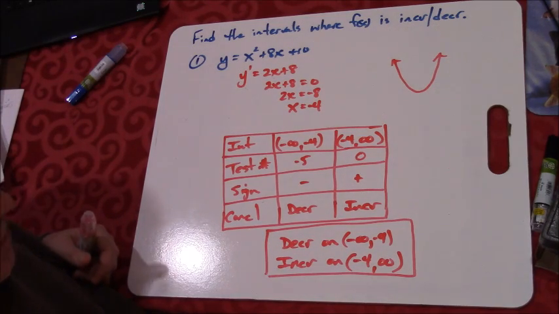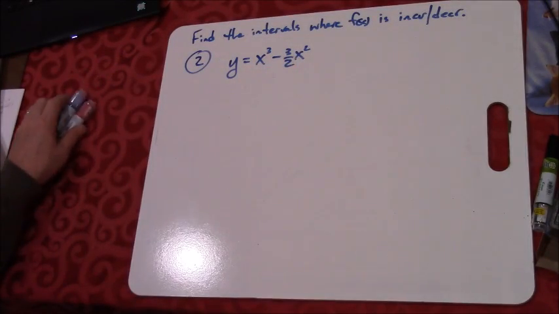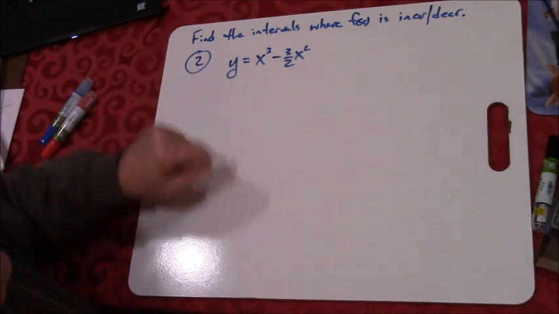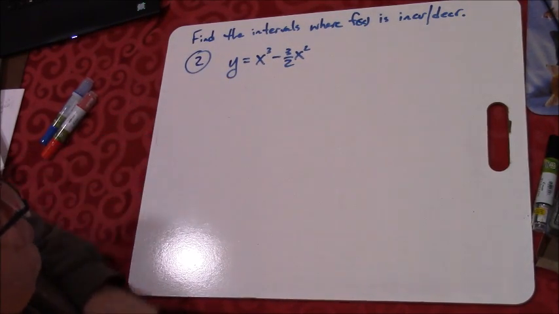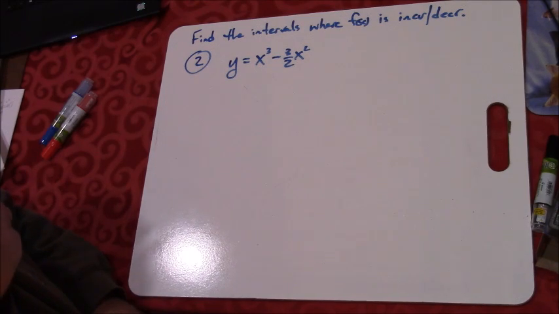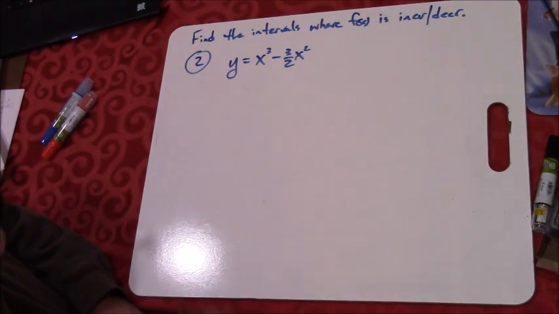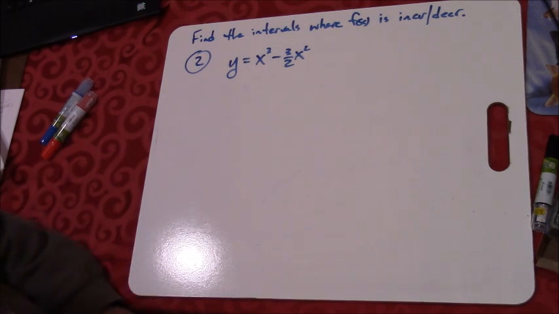All right, let's try another one. All right, you guys go ahead and try this one. We've got y equals x cubed minus 3/2 x squared. And we want to figure out where this function is increasing or decreasing. You guys go ahead and try it.